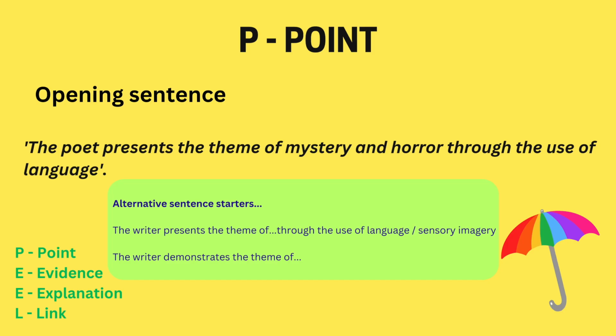So, the first thing to focus on is the point. Think of this as your umbrella sentence to introduce the point you'll be making in the rest of the paragraph. This needs to be clear. It can be helpful to identify the key theme you'll be referencing in your paragraph. For example, the poet presents the theme of mystery and horror through the use of language. I've also put a couple of example sentence starters that you could use.